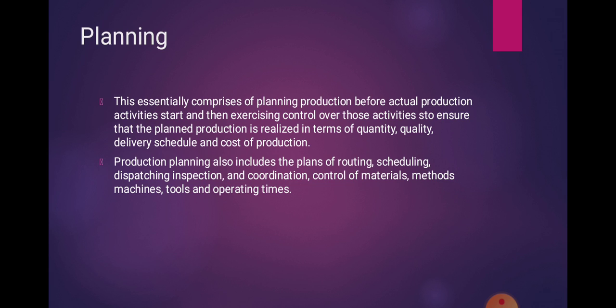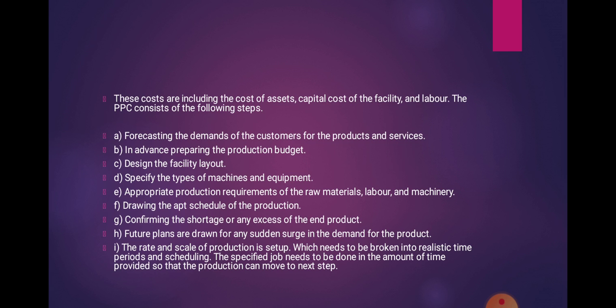of the production. So production planning also includes the other plans of routing, scheduling, dispatching, inspection, and coordination and control of material, methods, machines, tools, and operating times. These are the main parameters which are considered in the planning.